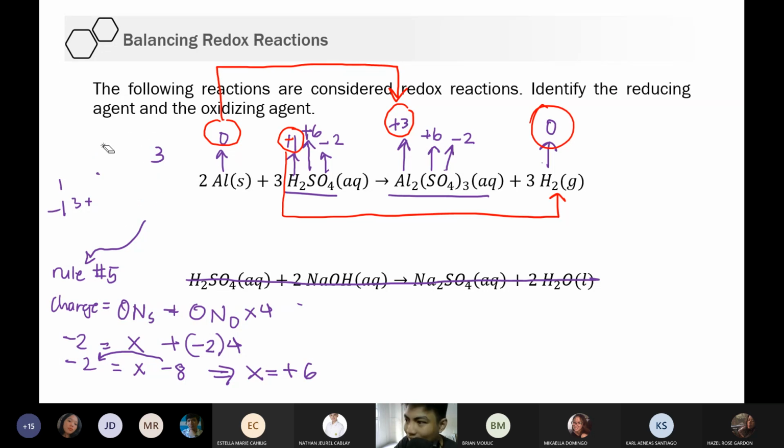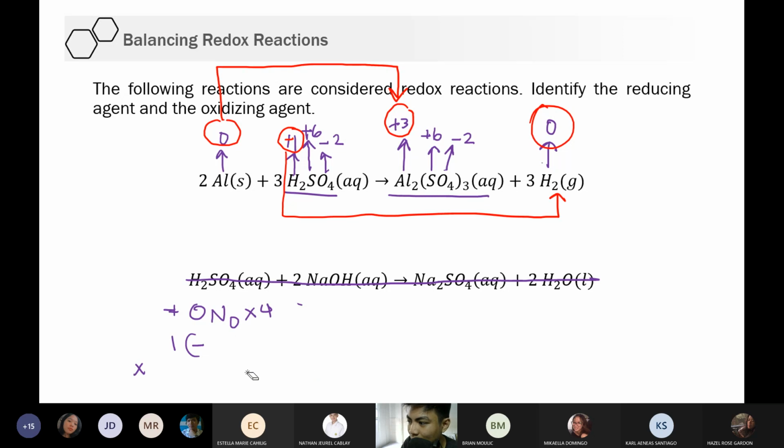Ngayon, ito na. This is the crucial part of this lesson. Sino yung nag-undergo ng oxidation? Ano yun? Oxidation.